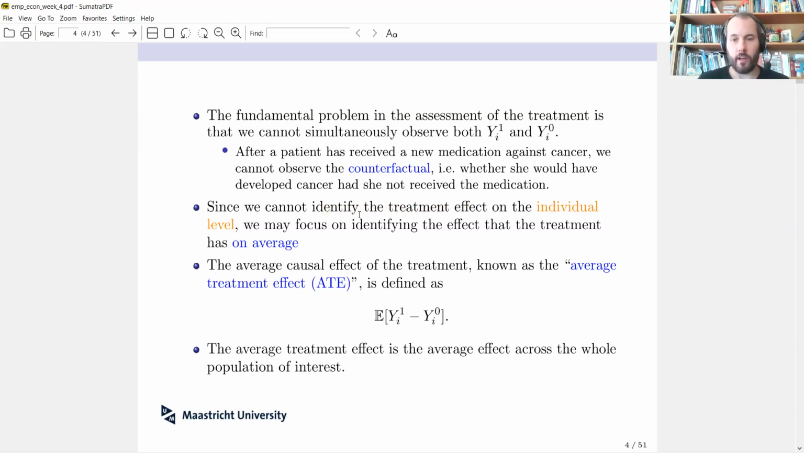Nevertheless, we may still be able to identify the effect that the treatment has on average, so on a random individual taken from the population. And this is one of the objects of interest in this literature. We look at the average treatment effect, the ATE, which is simply, as you can see here, the expectation of the potential outcome under treatment relative to the potential outcome in the absence of treatment. Really it's the average in the sense that if we randomly pick an individual from the population, this ATE would be our best guess for the treatment effect.